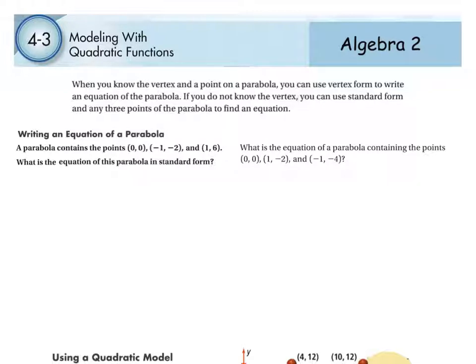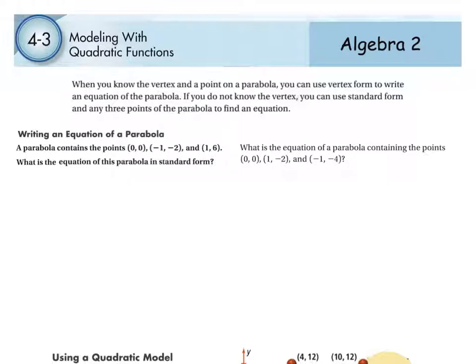We've done that. Well, what if we don't know the vertex? Okay? If we don't know the vertex, we can still write the equation of a parabola, but we now have to use standard form, and we have to have 3 known points. Okay? We don't know if any of them are the vertex, but we have to know 3 known points. Okay? So, let's dive in and see a situation like that.